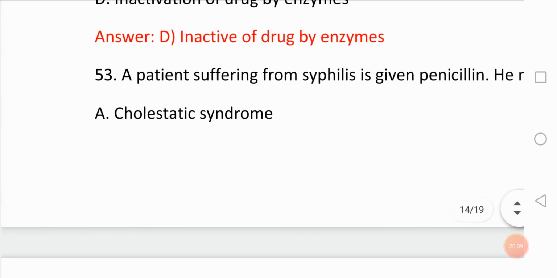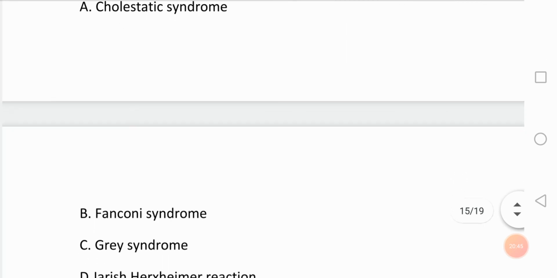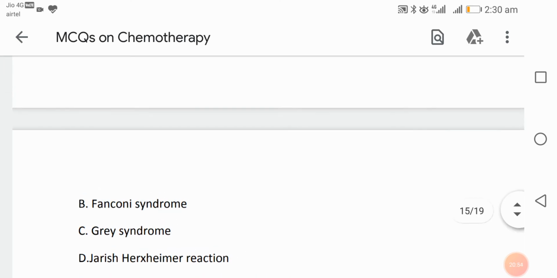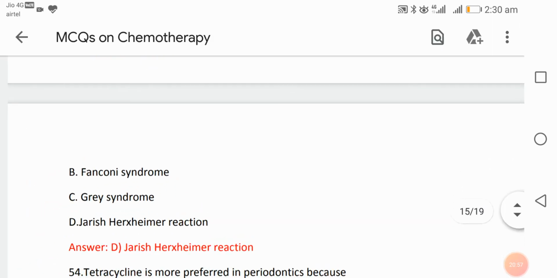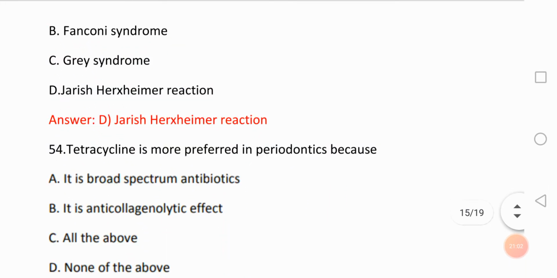53. A patient suffering from syphilis is given penicillin. He may develop A. cholestatic syndrome, B. Fanconi syndrome, C. Gray syndrome, D. Jarisch-Herxheimer reaction. And the answer is D part, Jarisch-Herxheimer reaction. 54 question. Tetracycline is more preferred in periodontics because A part, it is a broad spectrum antibiotic, B, it has anti-cholinergic effect, C, all of the above, and D, none of the above. And the answer is C part, all of the above.